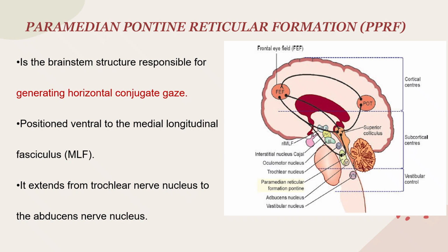Next is paramedian pontine reticular formation. It is a brain stem structure and it is responsible for generating the horizontal conjugate gaze movement. If we look at the position, it is located ventral to the medial longitudinal fasciculus and it extends from the trochlear nerve nucleus to the abducens nerve nucleus.